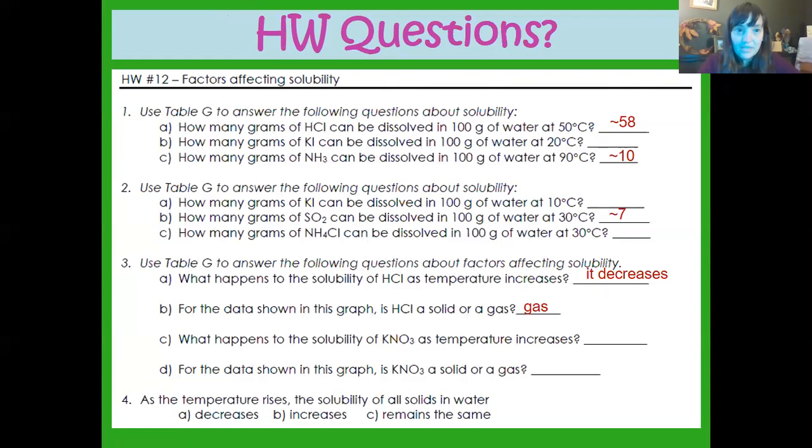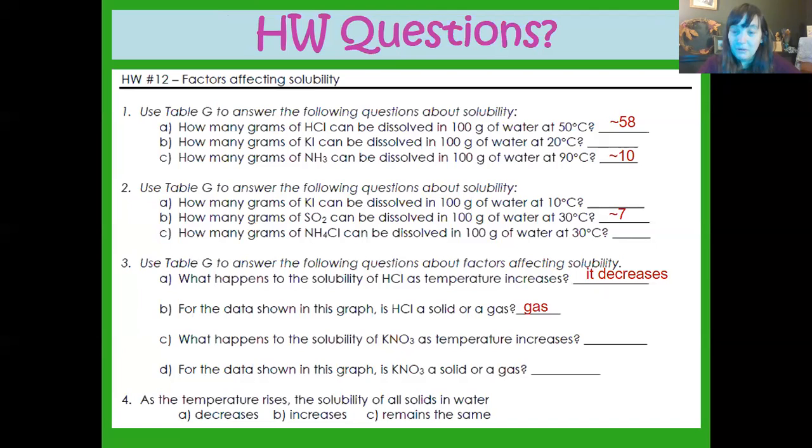So these first two, we're just using table G, the solubility curves, to figure out how many grams of different substances could be dissolved in 100 grams of water at those various temperatures. So that's just reading the graph. And I put a little squiggly because it's kind of approximate. You can't tell super specifically.